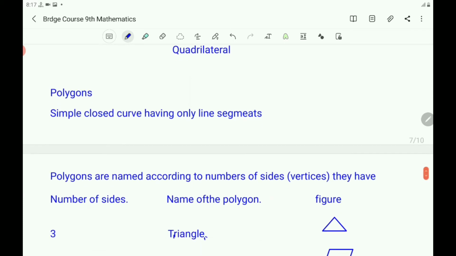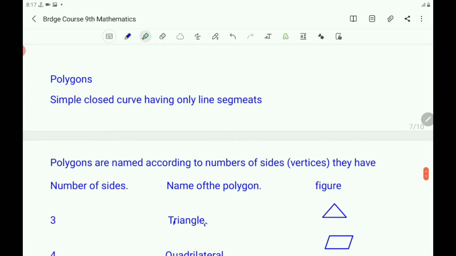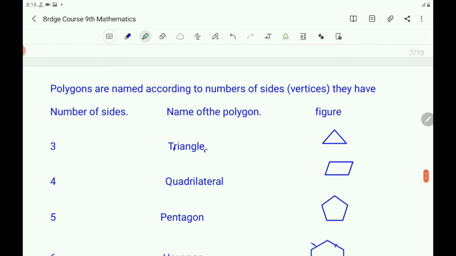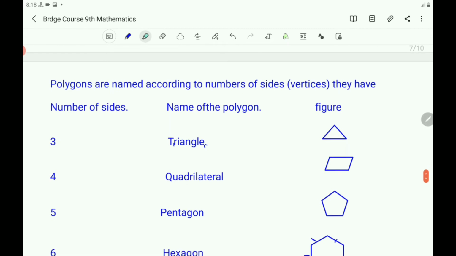You know that a quadrilateral is a polygon. Then what is a polygon? A simple closed curve having only line segments is a polygon. And there are different types of polygons. Polygons are named according to the number of sides, meaning the number of vertices they have. If the polygon has 3 sides, what is the name of that polygon? That is a triangle. You can observe the shape here.